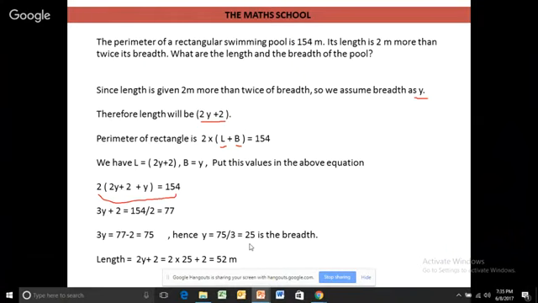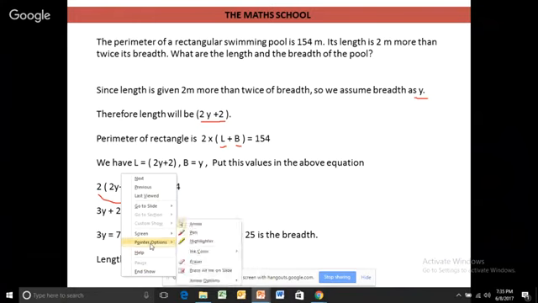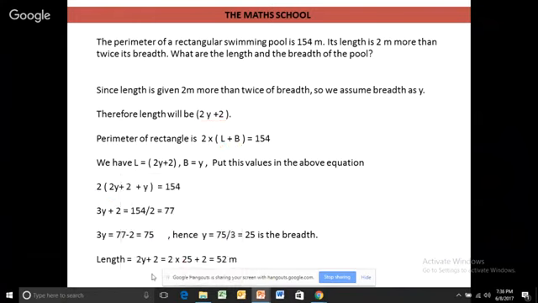So if you add, adding one length and breadth means 52 plus 25, 77, plus another 25 plus another 52, it will become 154, which is given as the perimeter of this rectangular swimming pool. Right, hope this is clear. In case of any doubt, feel free to write your comments and we'll be happy to help you.